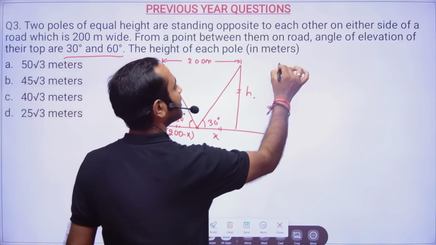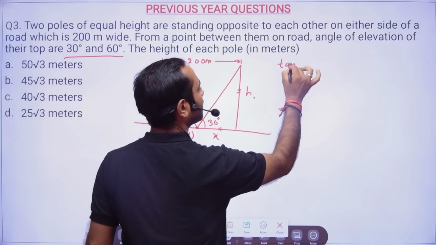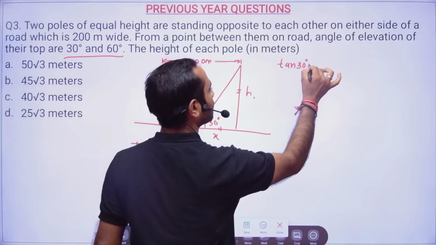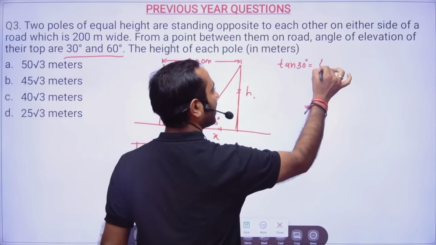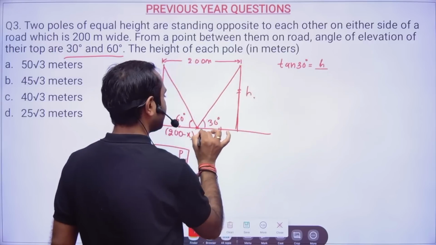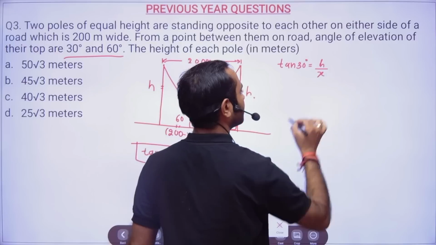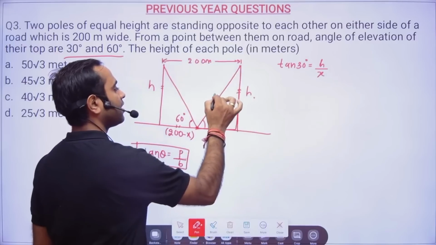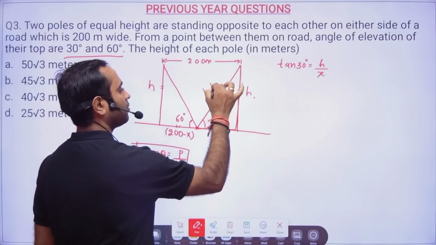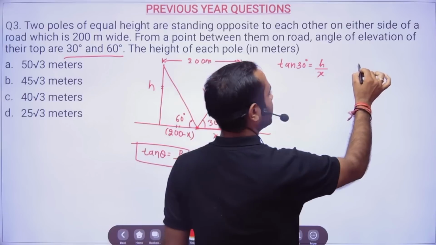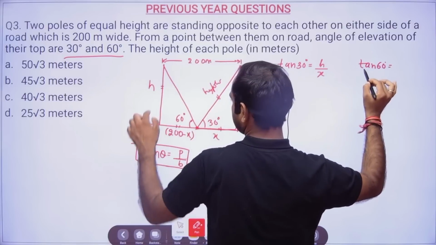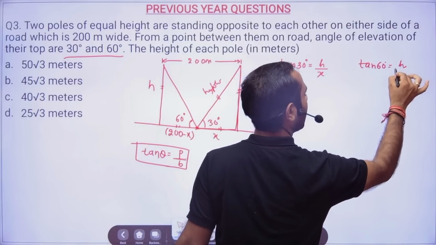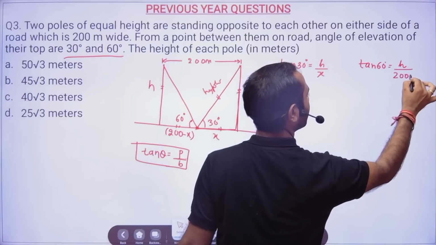Now here, tan 30 we will calculate. So tan 30 will be equal to what? Again perpendicular. So my perpendicular is h, and this is my base. Base is nothing but x. This will become the hypotenuse, right? Okay, now tan 60 will be what? Tan 60 degree will be h divided by 200 minus x.